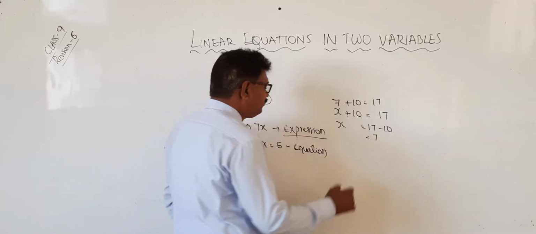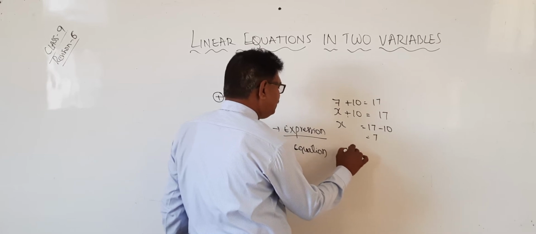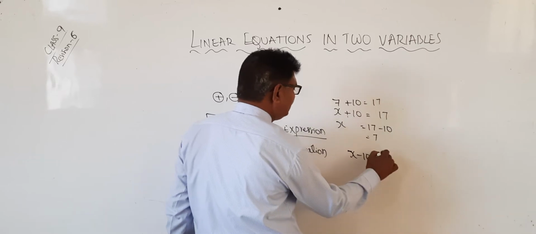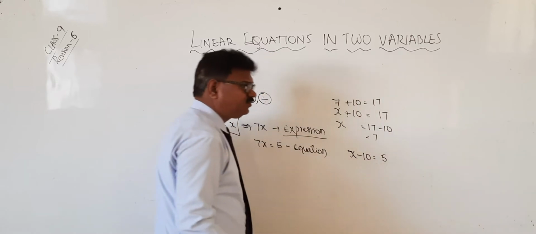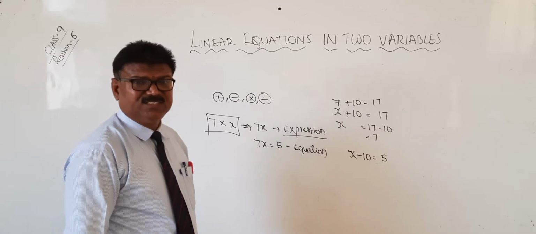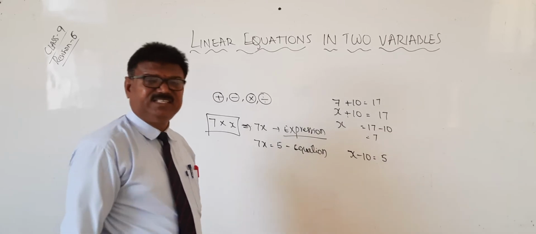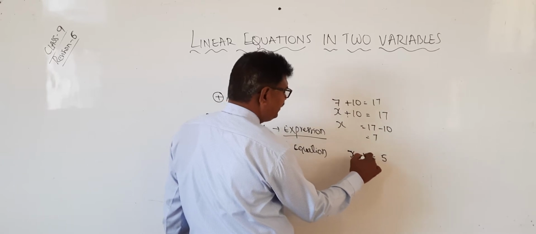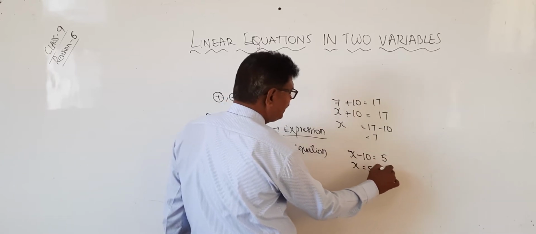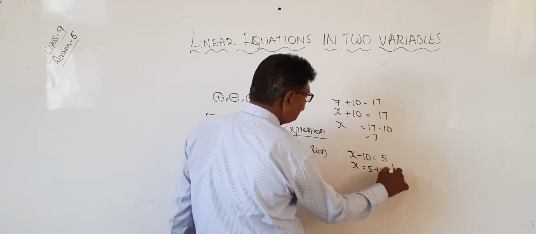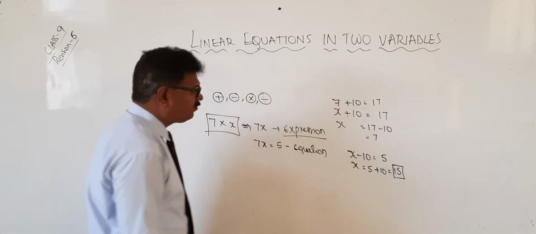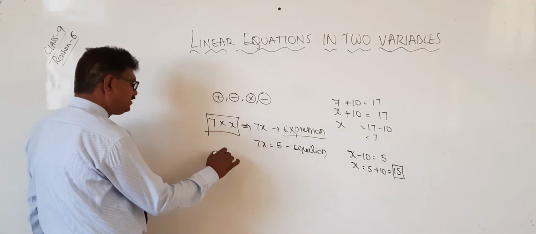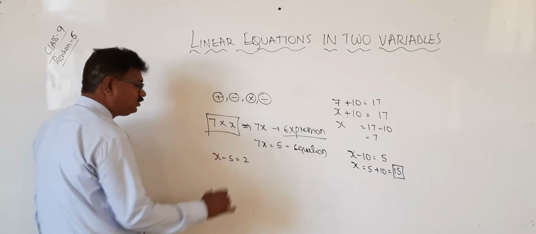One more number is there. Subtract 10 from a number, and the result is 5. Very simple. x equals 5, and minus 10 becomes plus 10. Answer is 15. Now we are using x minus 5 equals 2.